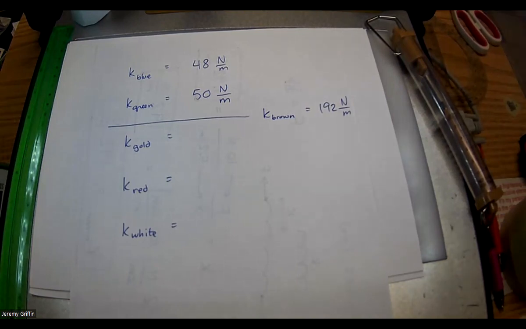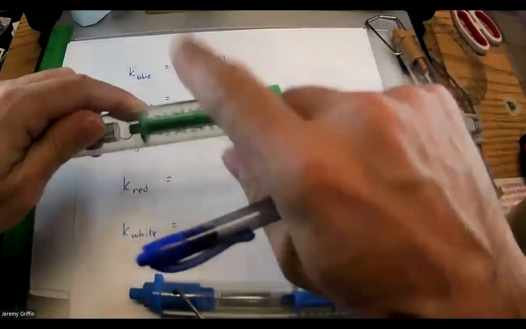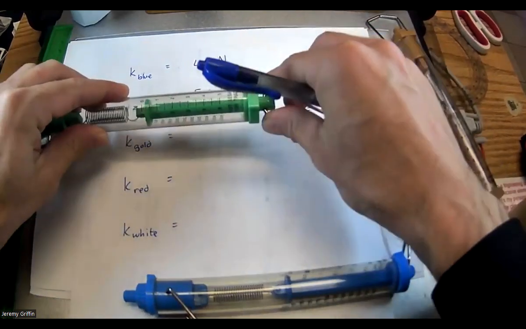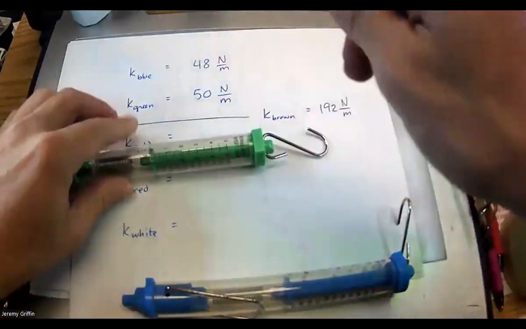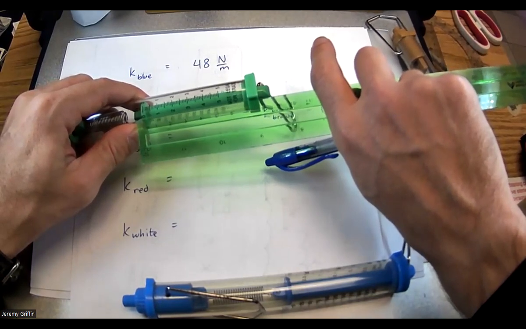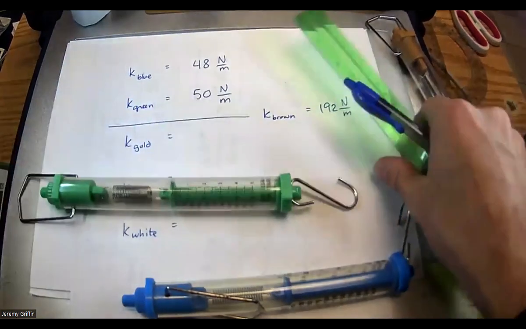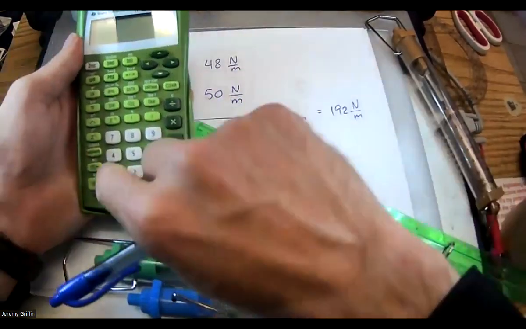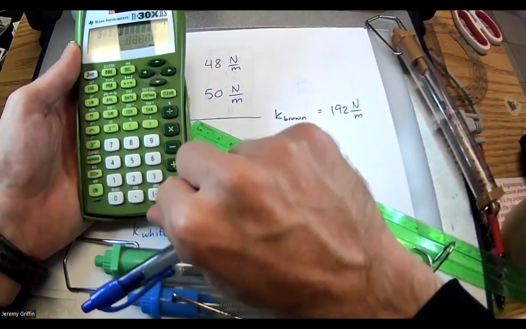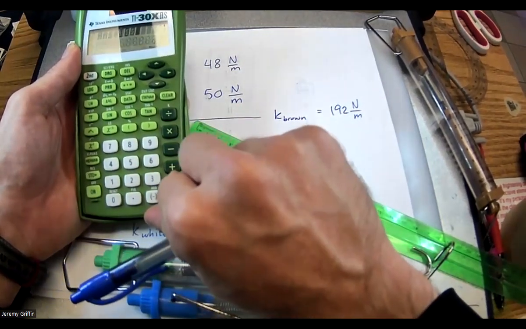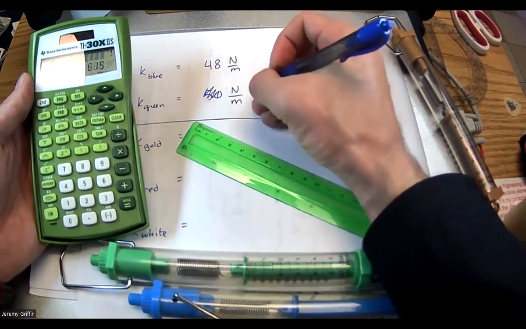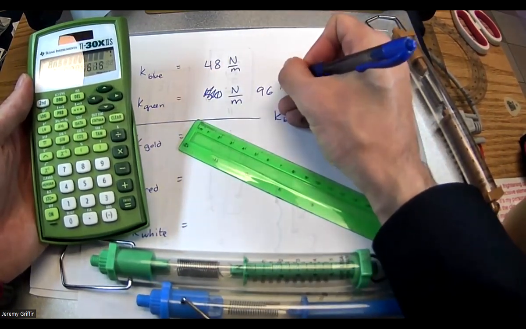All right, so start with the green one. The green one goes up to only 5 newtons. And what is that distance right there? It's also 5.2 centimeters. So if you do 5 newtons on 5.2 centimeters, and then multiply by 100 to convert to newtons per meter, I'm getting closer to like 96 for this one. It's 96 newtons per meter.